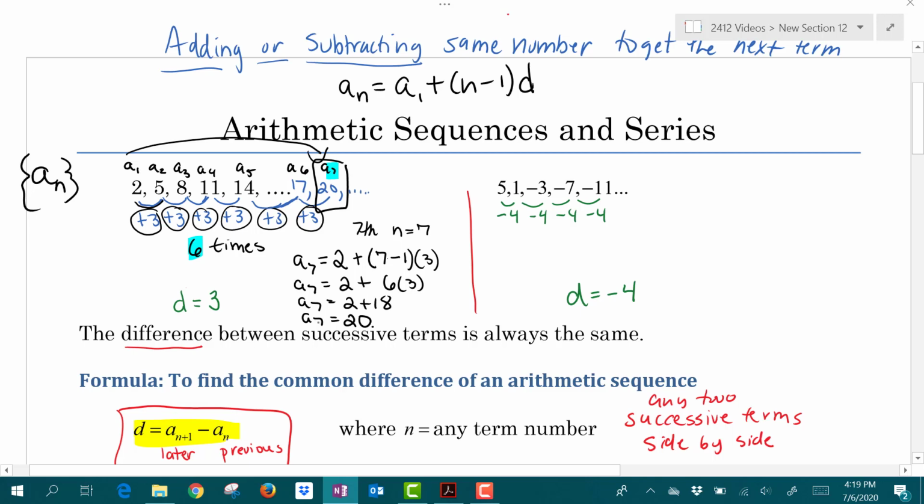So keep in mind that the n value tells you where that value falls in line. The term itself is the value of the term, that's 20. So this says that the 7th term of the sequence has a value of 20.